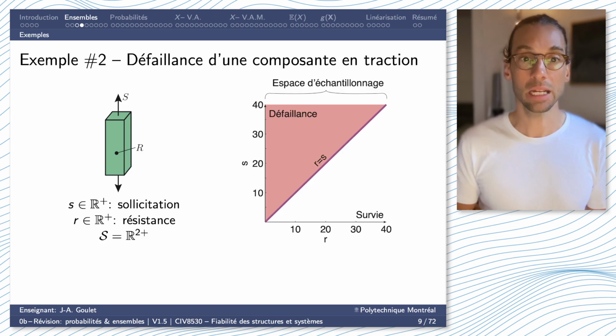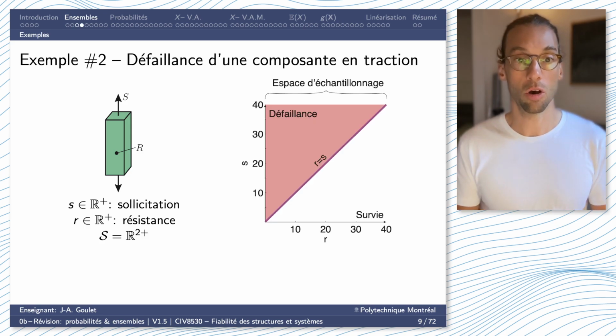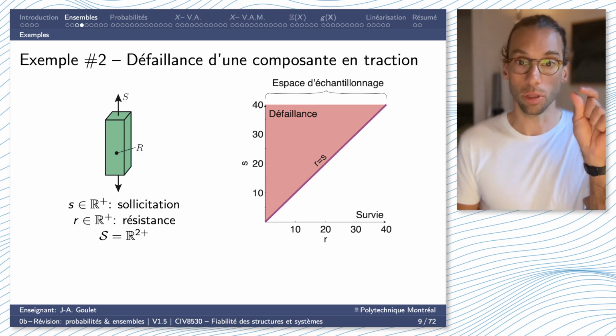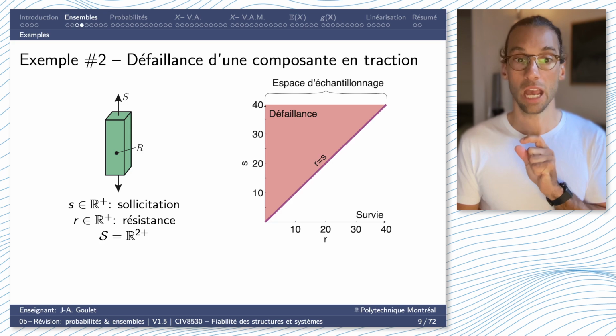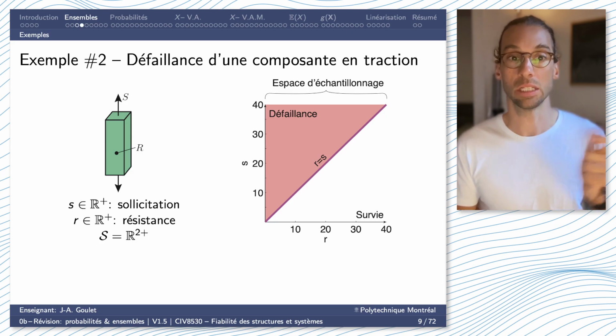And I can represent this sampling space on such a 2D graph, where the horizontal axis is the resistance and the vertical axis is the solicitation. And in my sampling space, I can define a special domain. So for instance, everything that is above that purple line is my failure domain. Everything that is below is my survival domain. And my frontier here are all the tuples, the pairs of values, such that the resistance equals the solicitation. Everything above here, the solicitation is above the resistance. Anything below, the resistance is above the solicitation.